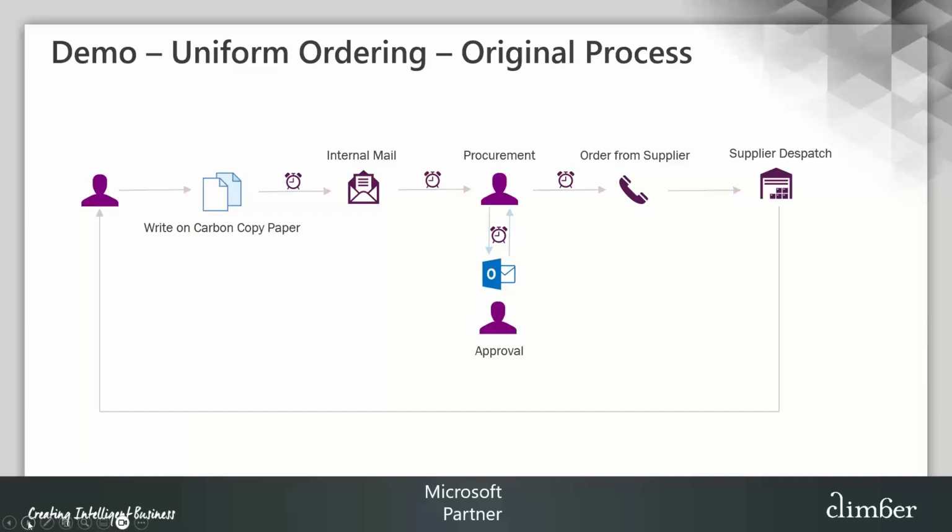Next, we've got the uniform ordering process. So this was a very manual process. An employee would need to order some new uniform, write what uniform they needed to order on carbon copy paper, stick that in the internal mail. That would eventually get to the procurement team. The procurement team would then email their line manager for approval for that uniform. Once they've got the approval, they would then telephone the supplier to order the uniform and then dispatch it to the employee.